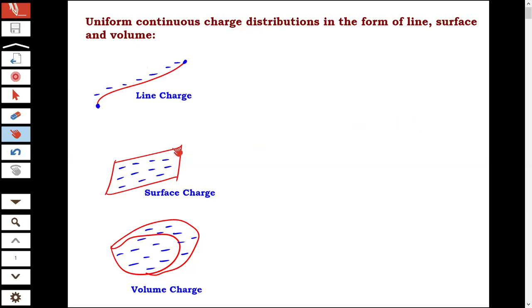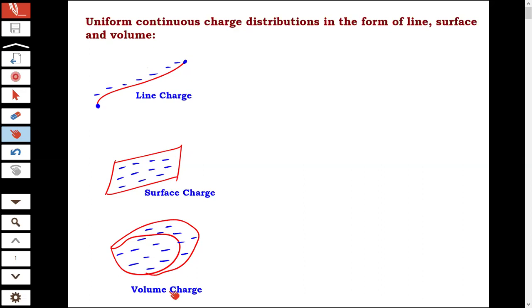Hello everyone. In this video, I'll discuss some uniform continuous charge distributions. If the charges are distributed continuously and uniformly over a line, then we call such charge line charges. In the same way, if we have charges distributed uniformly and continuously over a surface, we call it surface charge. And likewise, if throughout a volume the charges are uniform and continuously distributed, we call such charges a uniform volume charge distribution.